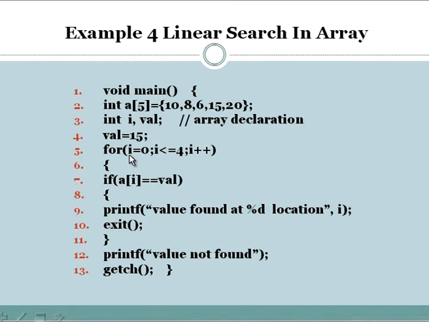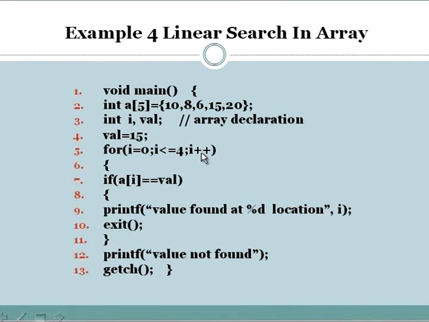First time the value of I is 0, I is less than equals to 4. Yes, condition is true. So first time A0 will be compared to val. If A0 equals to val, no, condition is false. Therefore loop body will be repeated. Then I plus 1, 1 less than equals to 4. Yes, condition is true. If A1 equals to val, as we know val is 15 and A1 is 8, condition is false. Therefore loop body will be repeated.